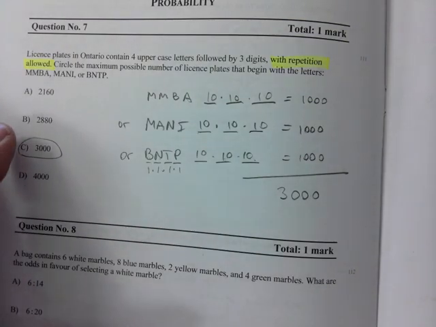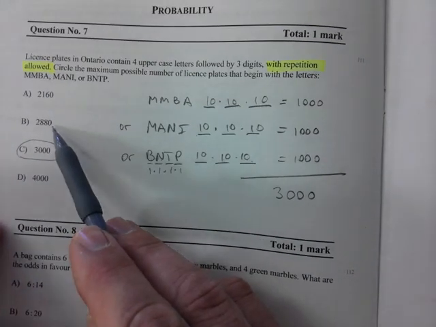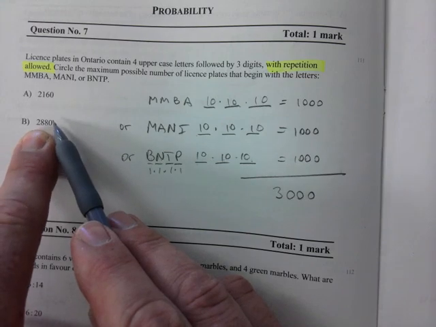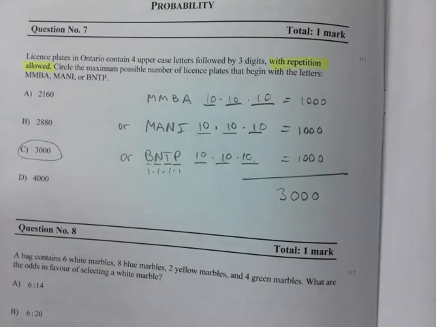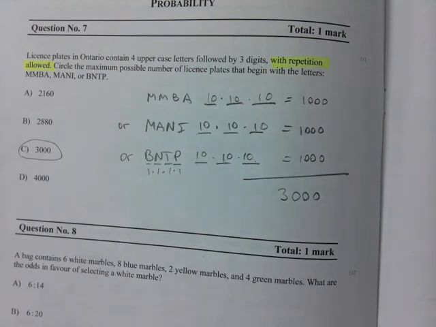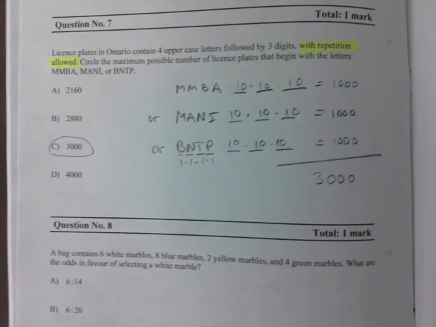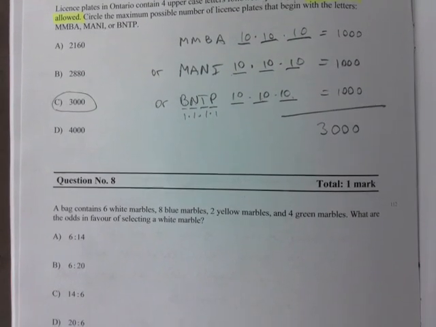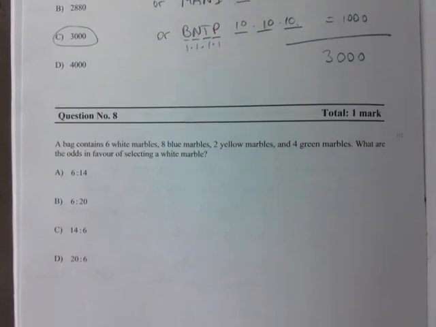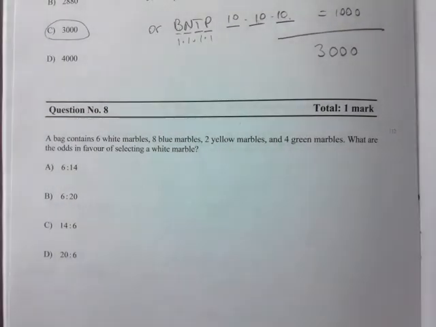I believe that they also, yeah, this one here, this would be no repetition allowed, 2880. So they give you some, I guess, they tried to trick you into getting a different one. Let's keep going. Never leave those blank, please, the multiple choice.